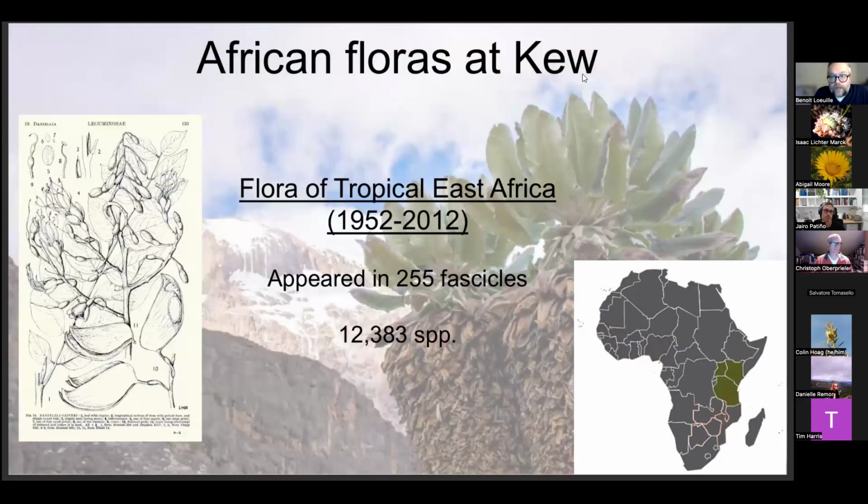The Flora of Tropical East Africa started in 1952. It was finished more or less 15 years ago. It appeared in 255 fascicles and covers a bit more than 12,000 species from Kenya, Tanzania, and Uganda.